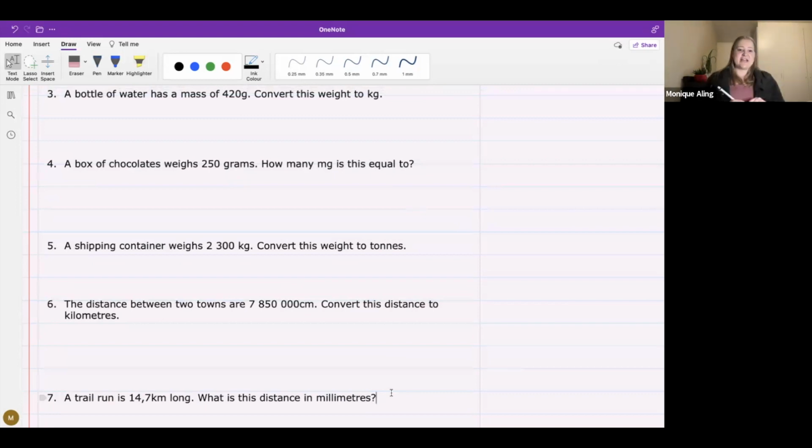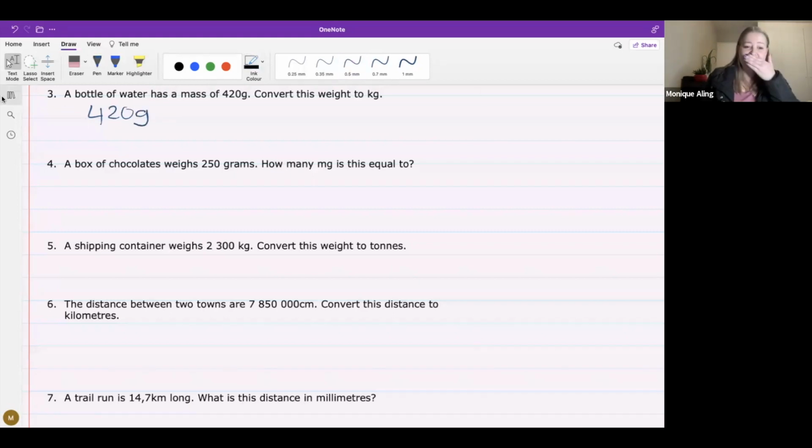Okay, do we have any takers for question 3? A bottle of water has a mass of 420 grams. Convert this weight to kilograms. Vanessa. Okay, I said 420 times 1,000, which is 420,000 kilograms.